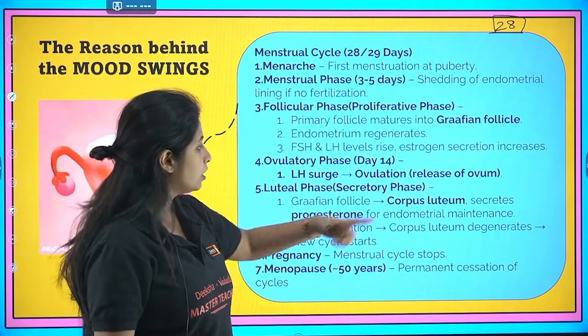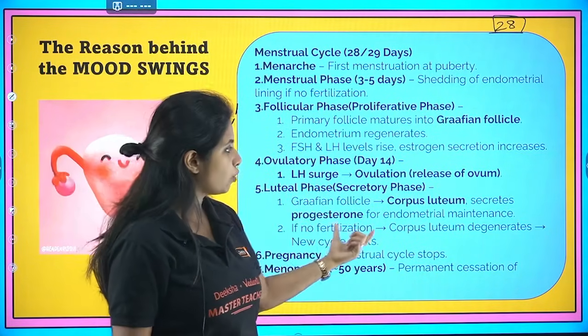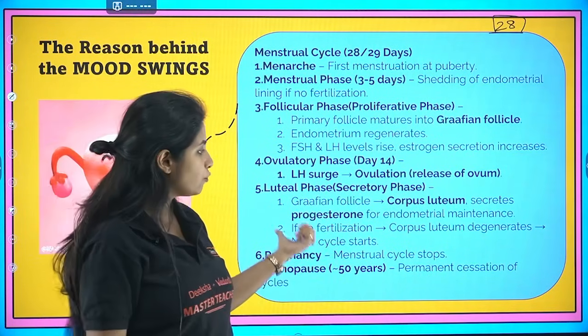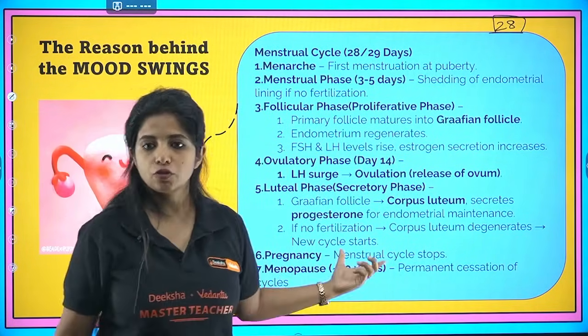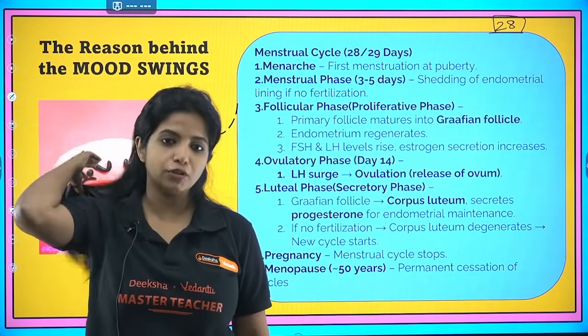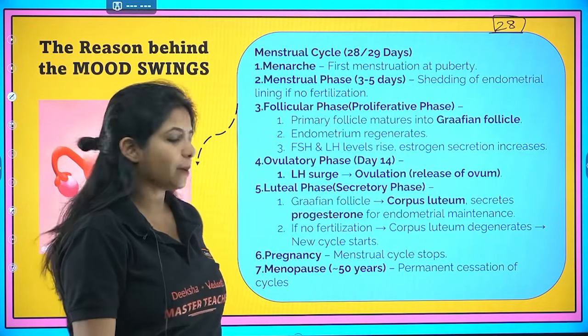Luteal phase, secretory phase. The Graafian follicle makes the corpus luteum, which secretes progesterone for endometrial maintenance. If there is no fertilization, the corpus luteum degenerates and a new cycle starts. In pregnancy, the menstrual cycle stops. Why does it stop? Because, as I told you, there is another hormone to maintain the corpus luteum and give enough secretion of progesterone. Menopause happens at around 50 years.